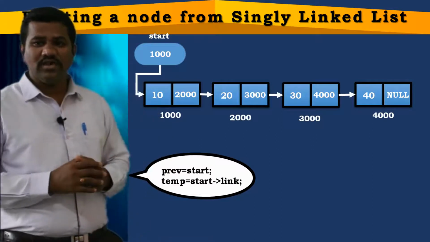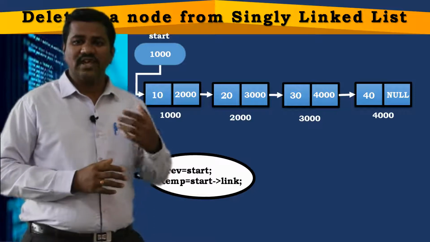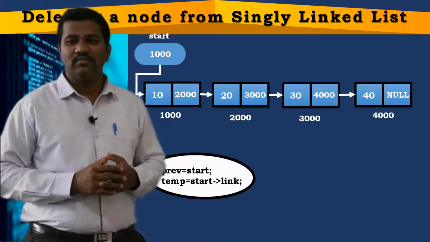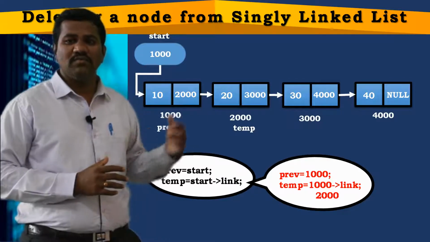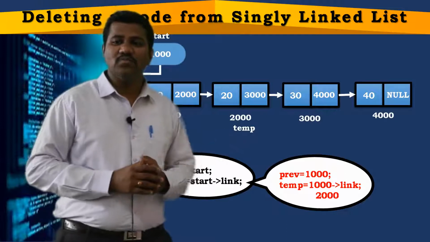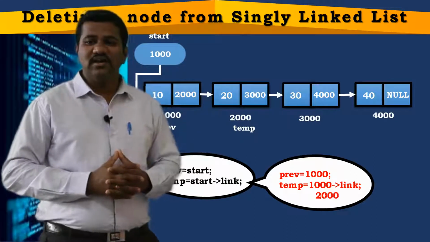So here what we'll be doing is storing the first node address in previous, and the second node address I'm storing in temp, so that previous and temp are both pointing to what? Previous is pointing to the first node, and temp is pointing to the second node. Previous contains 1000, whereas temp contains 2000.